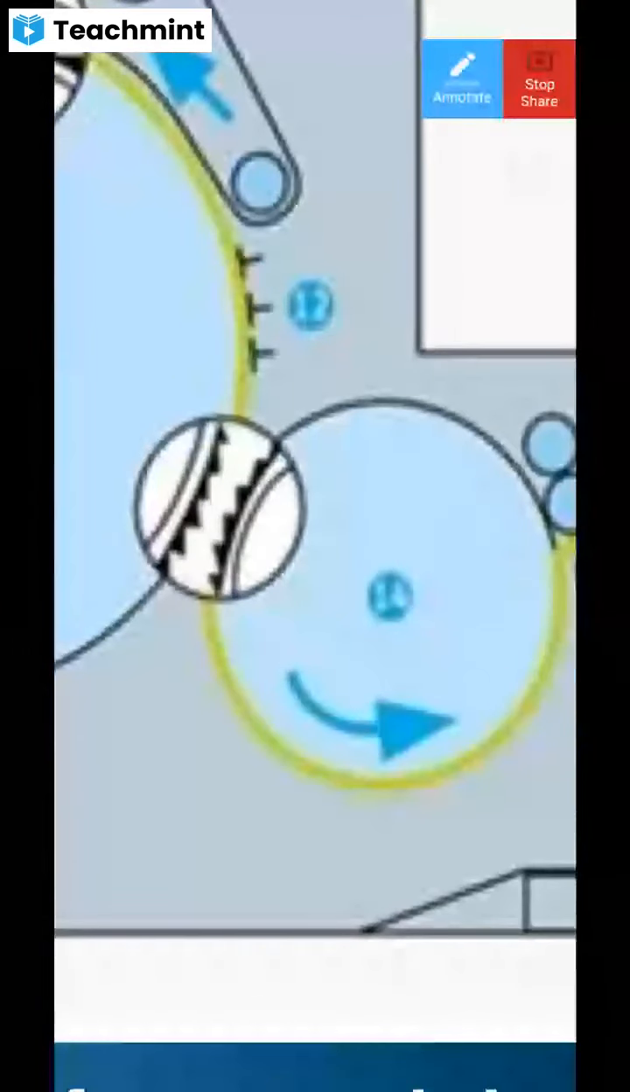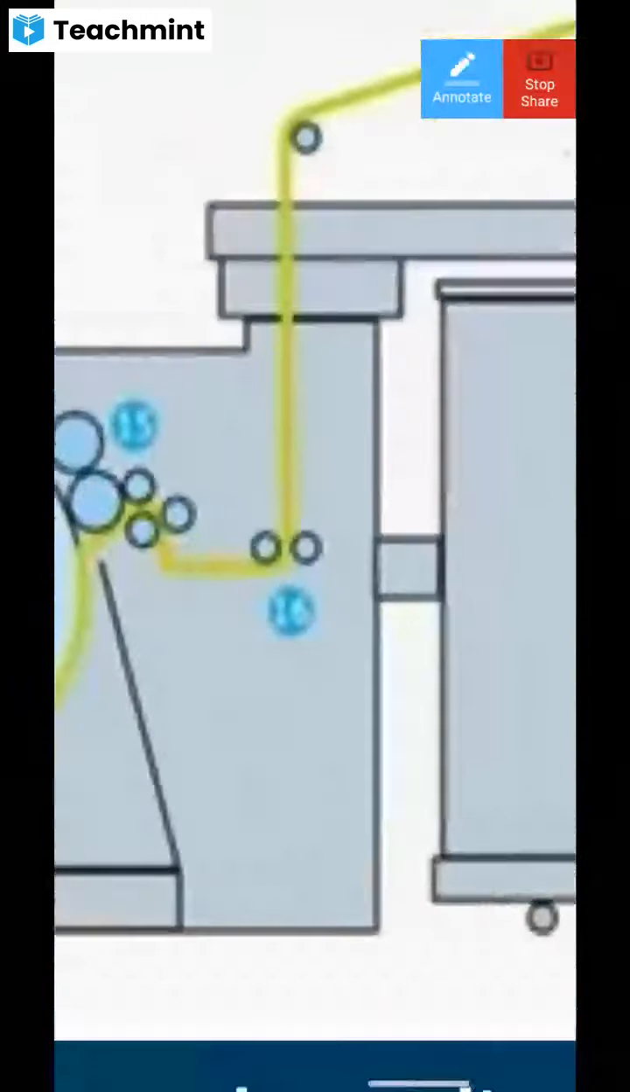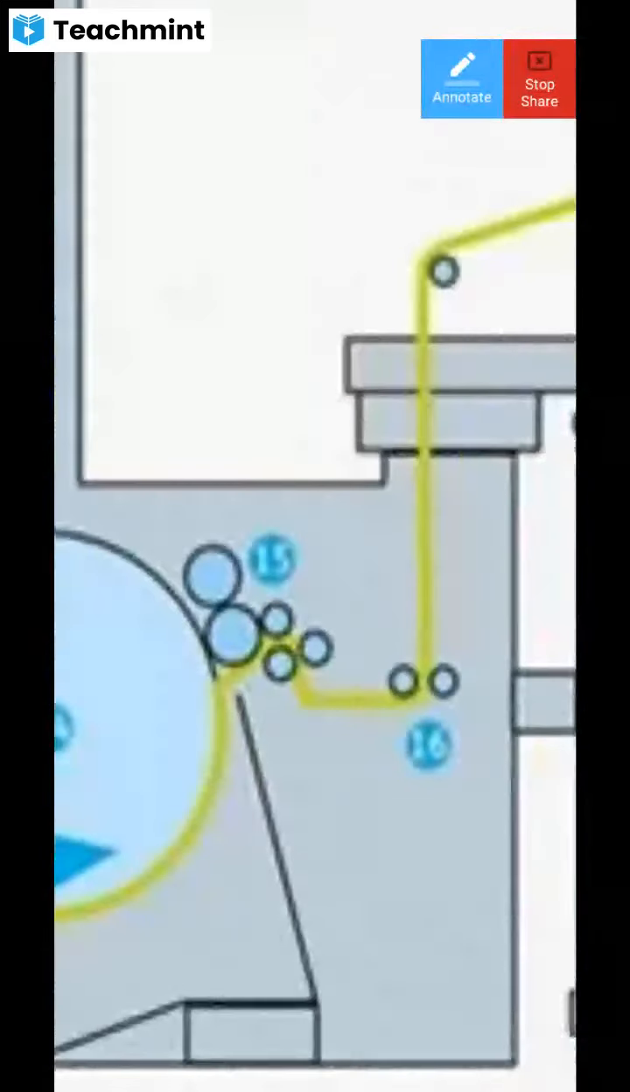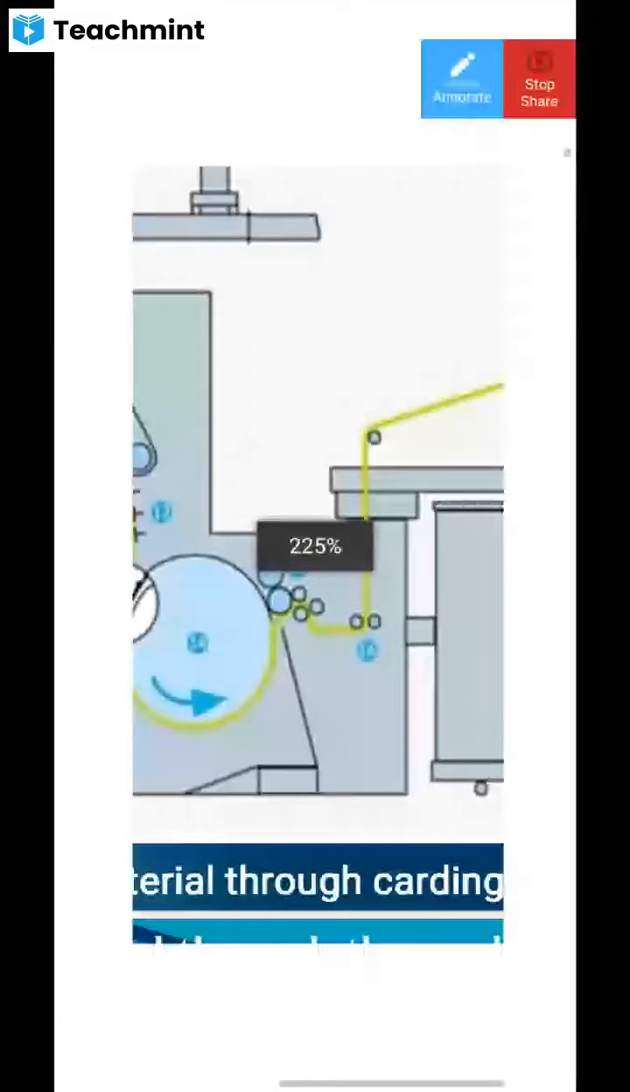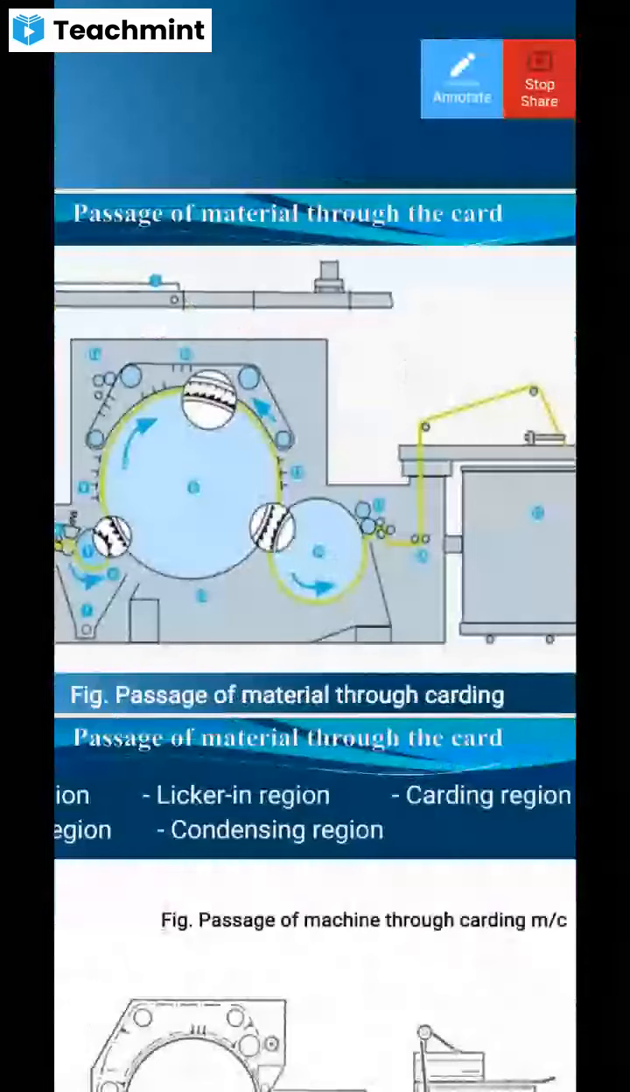You see the enlargement of this figure. The wire points are arranged in opposite directions. The doffer wire point is arranged in the opposite direction against the cylinder wire point. Doffer wires are rotating anti-clockwise and the cylinder is rotating clockwise. Then the material passes through the calender roller and coiler calender roller also. Here the coiler calender roller is available. So this is the delivery area. The web form is converted to sliver form by means of condensing. Now you understand clearly the passage of material through the card.